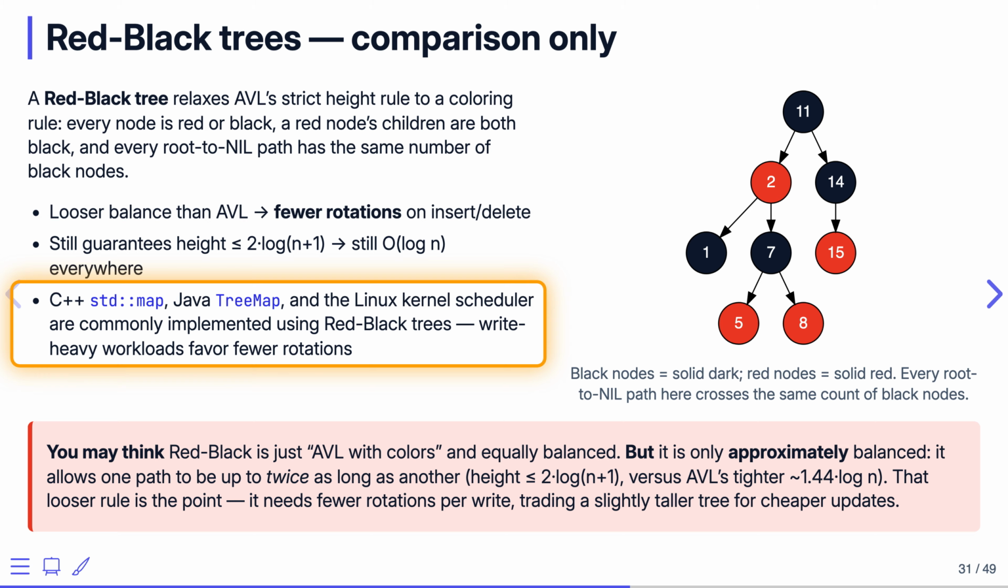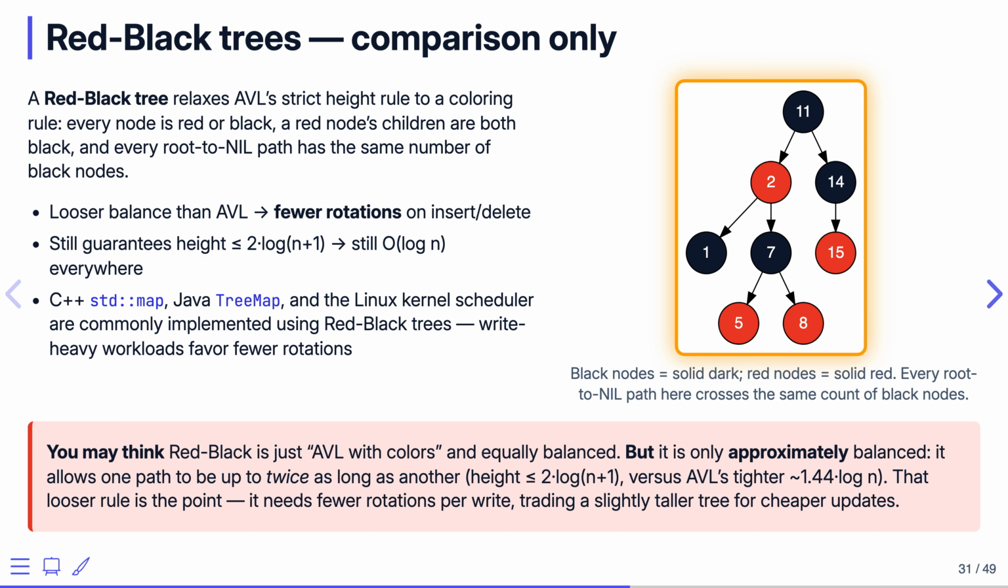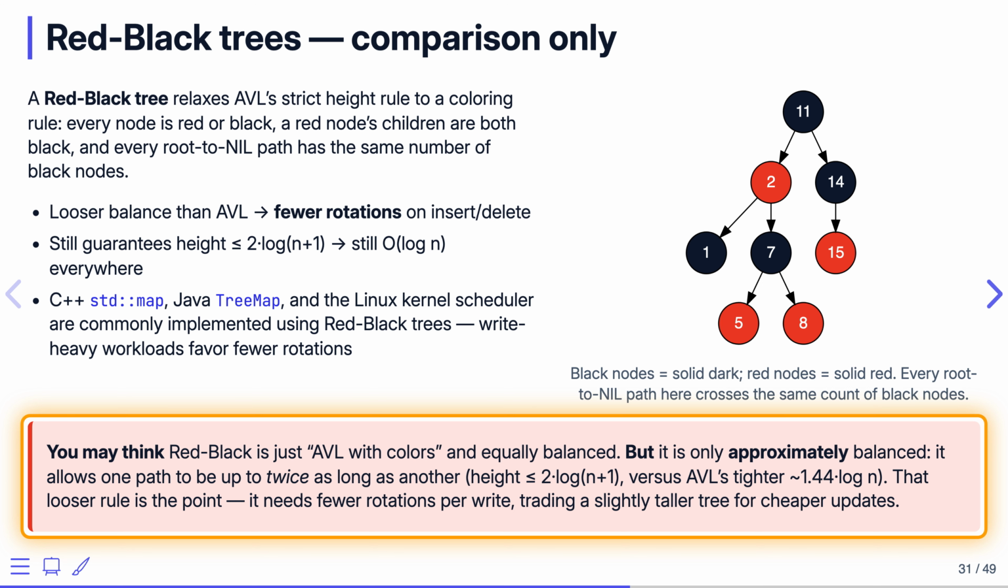This is why real libraries use it. The C++ standard map, Java's TreeMap, and the Linux scheduler are often built with red-black trees. Write-heavy code likes fewer rotations. In the picture, the dark nodes are black and the red nodes are red. Every path from the root to a null leaf here crosses the same count of black nodes. One warning: you may think red-black is just AVL with colors, equally balanced, but it is only roughly balanced. It lets one path be up to twice as long as another. That looser rule is the whole point: fewer rotations per write in exchange for a slightly taller tree.